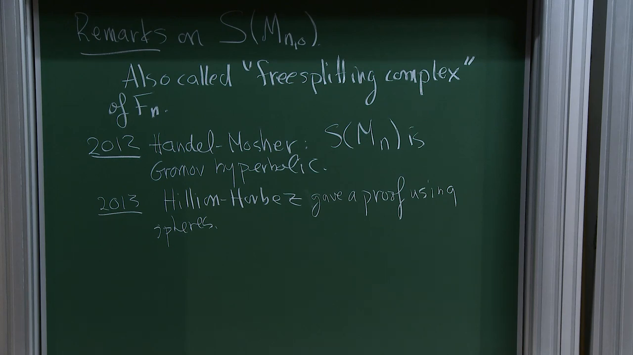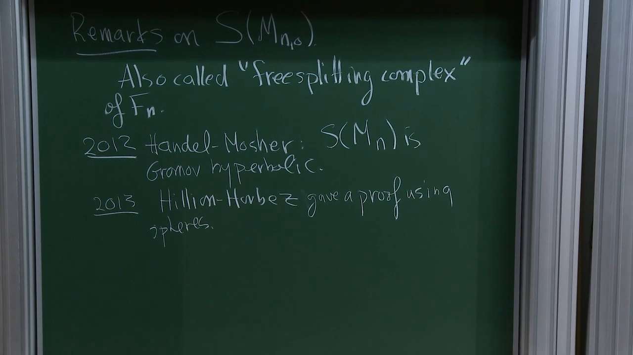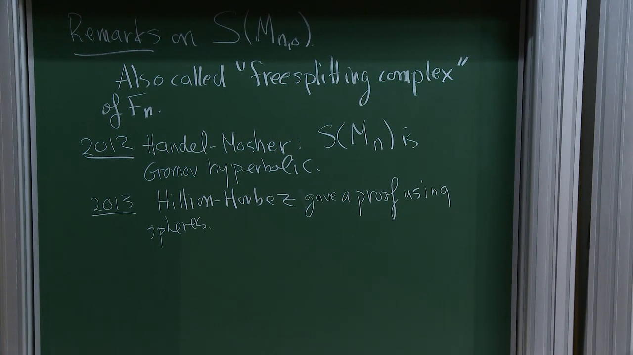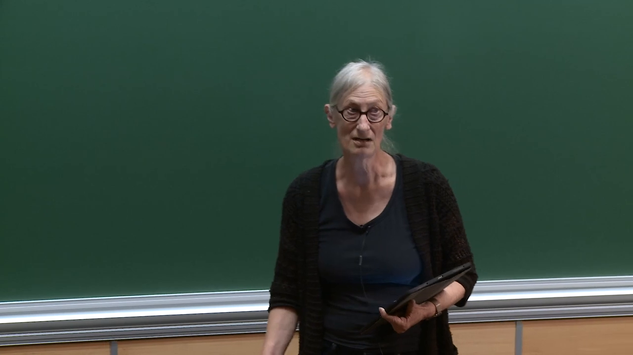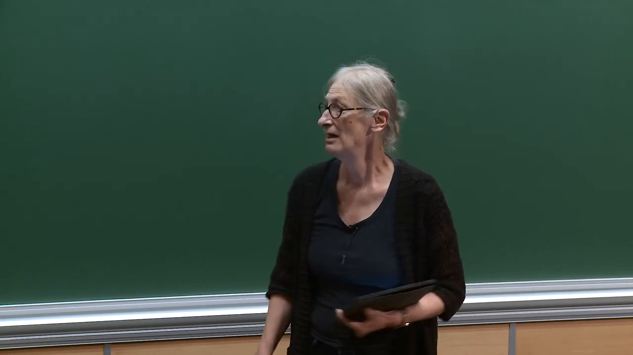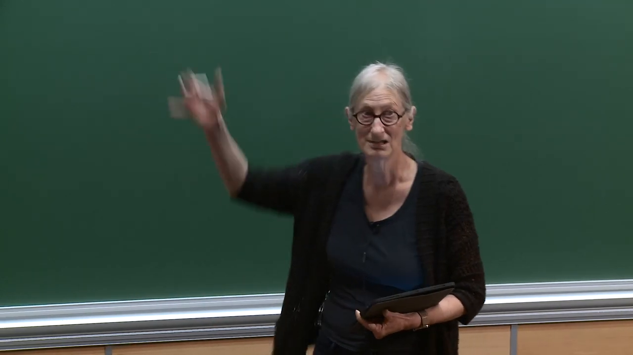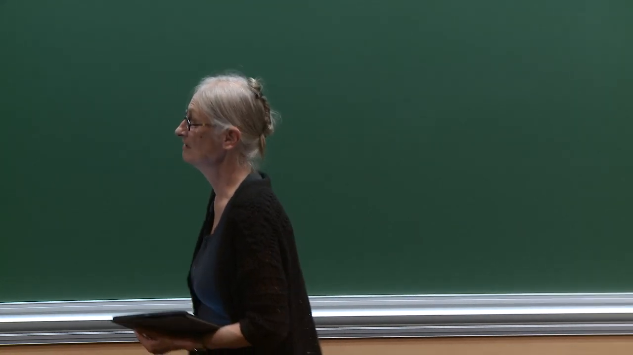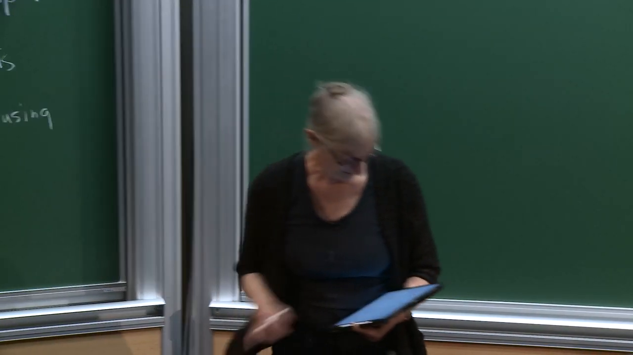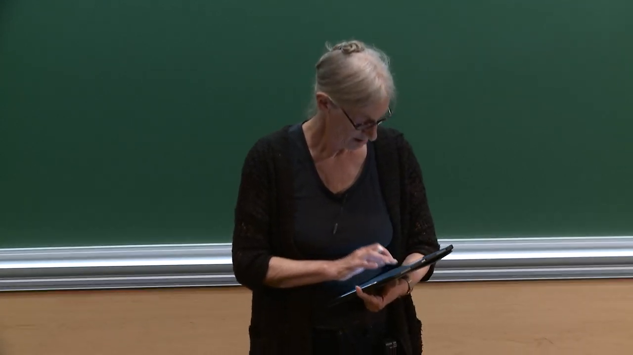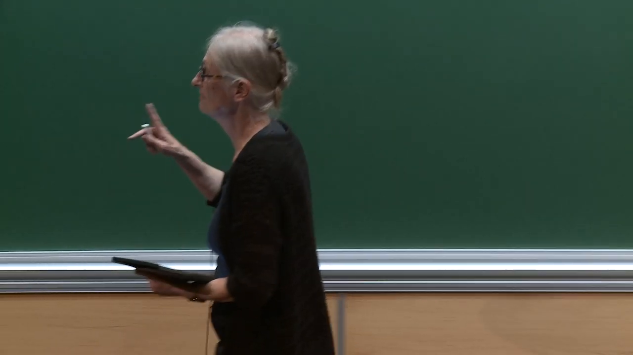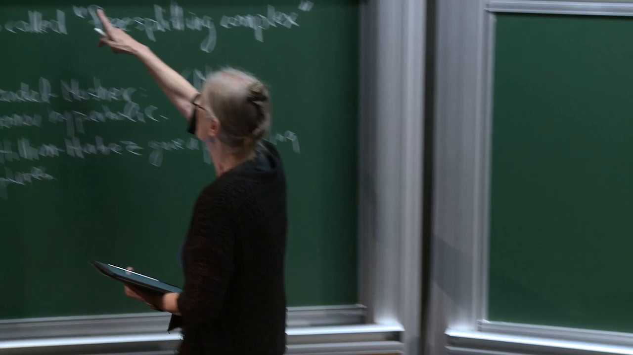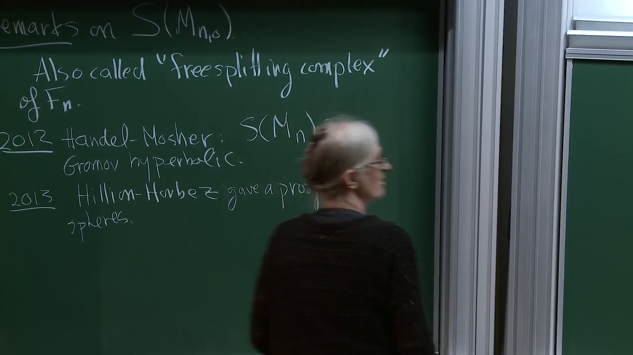So people often think of studying outer automorphisms of free groups as they want to imitate things that have been done for mapping class groups. Well, one of the big results in mapping class groups is that the curve complex is delta hyperbolic. And this gives you an analog for Out(F_n). The sphere complex is delta hyperbolic. Right, so that was remarks for n equals 0.